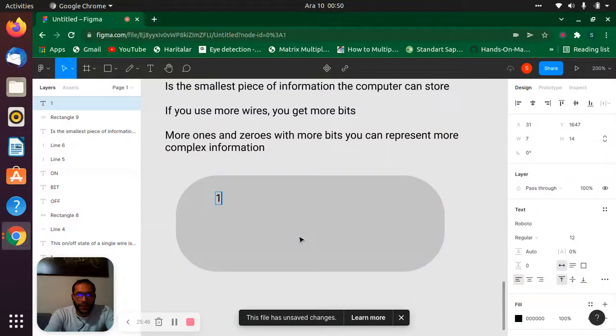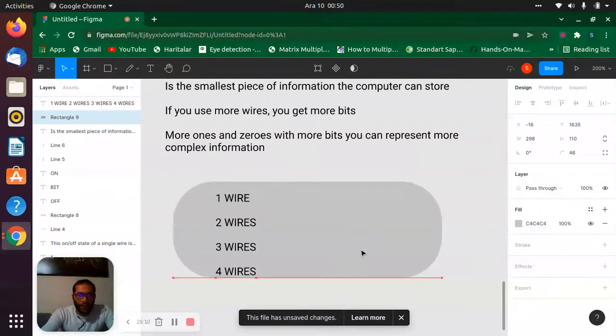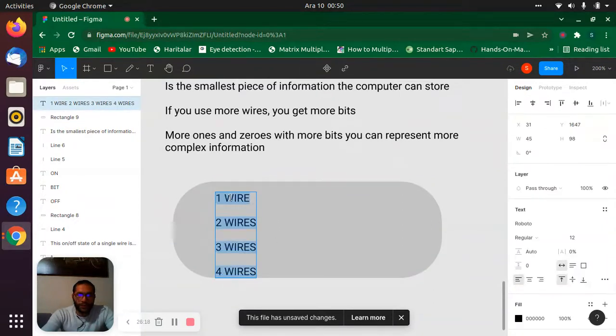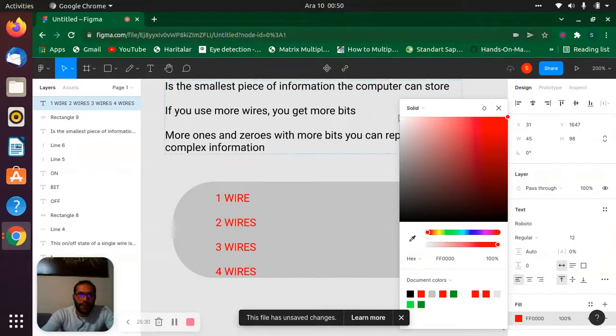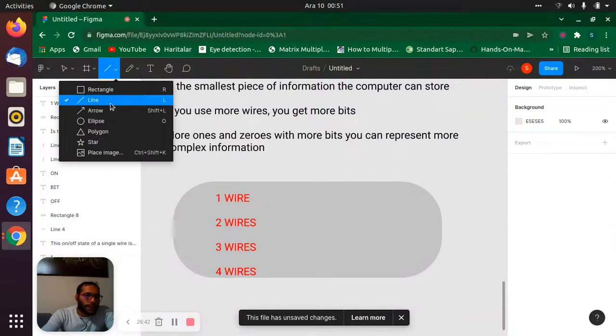Now we can say one wire, okay, one wire and two wires and three wires and four wires, right? This is good. Now we have this. Now I also want to change color. You can change colors. I want to do it red again. Yes, this one is good. And what I want to do is draw some line, maybe like an arrow. It will be good.